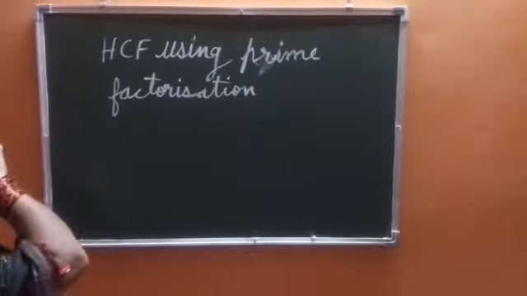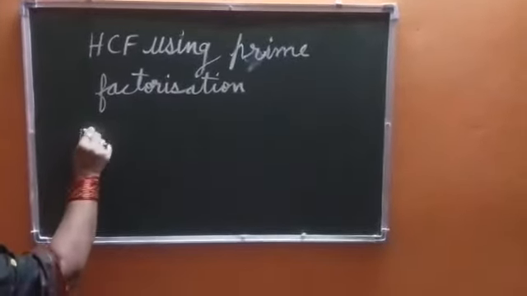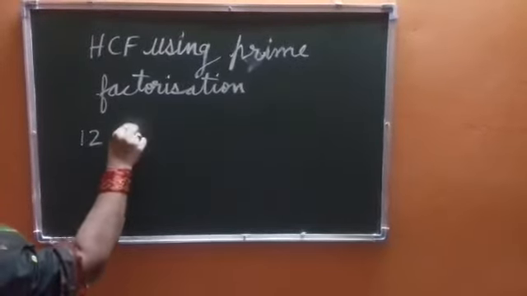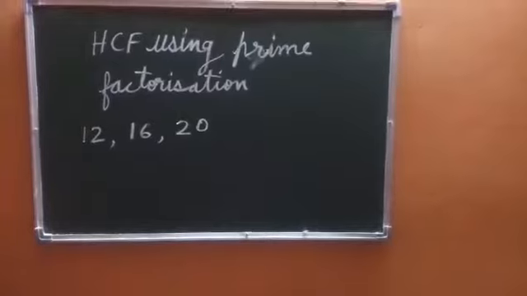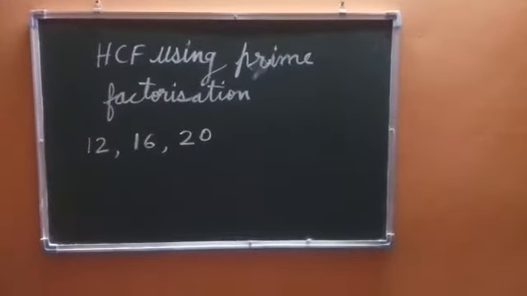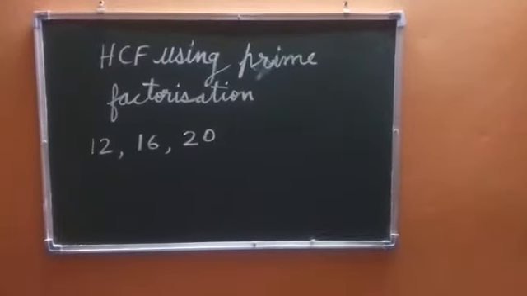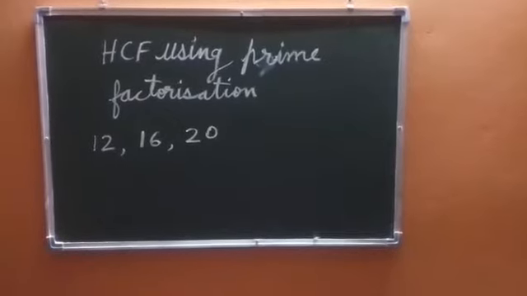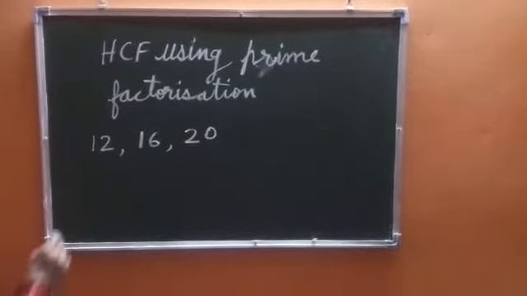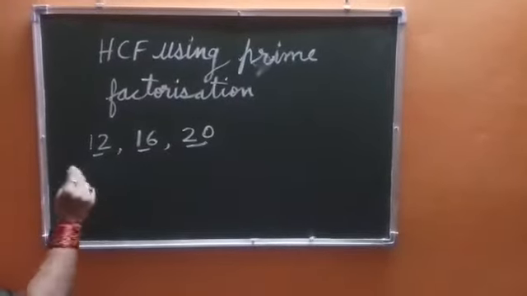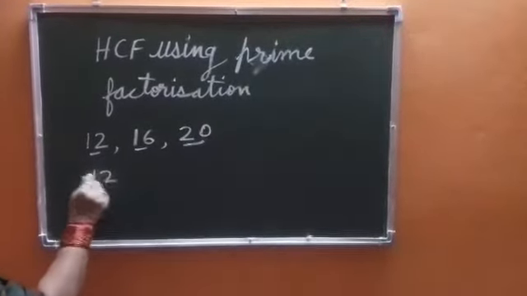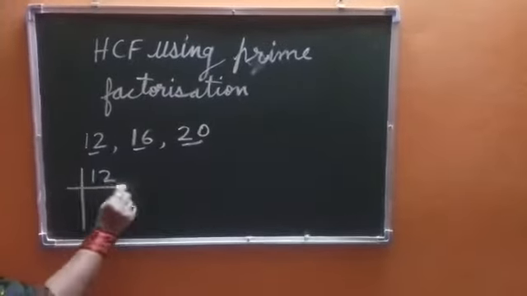Suppose we have the numbers 12, 16 and let us take 20. We have to find the highest common factor of these three numbers using the prime factorization method. What we will do is separately do the prime factorization of all these three numbers. We will do the prime factorization of 12.